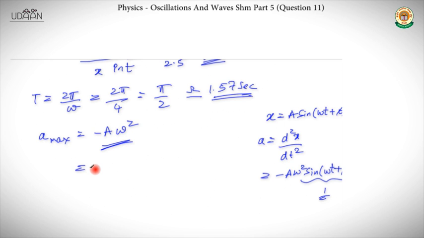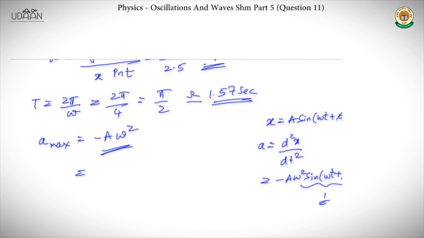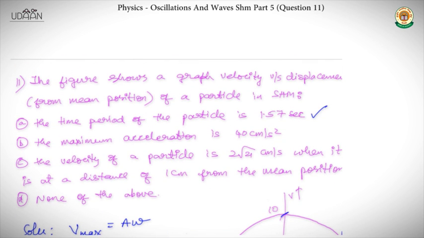So again, A we got as 2.5, into omega square, which is 16. So that will lead to 40 centimeter per second square. What happened to the minus sign? This is minus, right? So a max can be plus or minus. Minus says it is in the other direction, plus it is in the opposite direction. So the magnitude is 40. That is also correct.